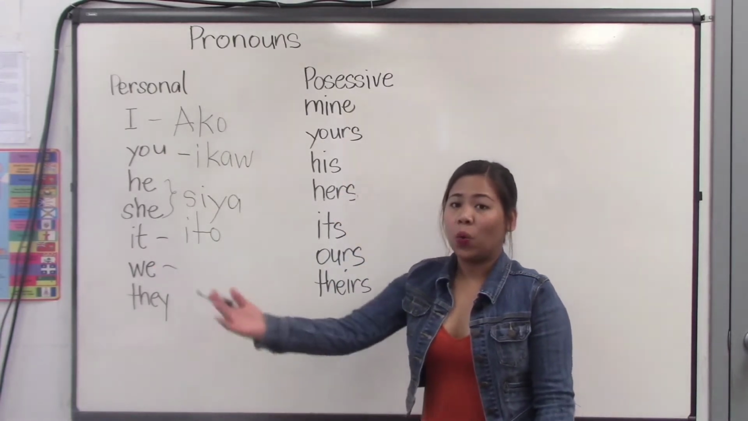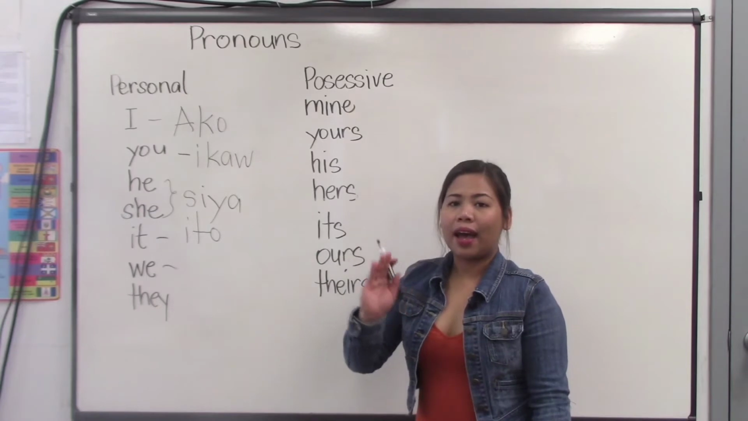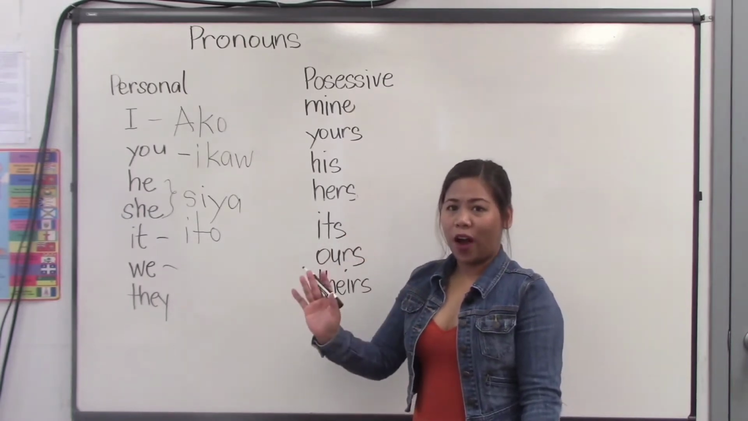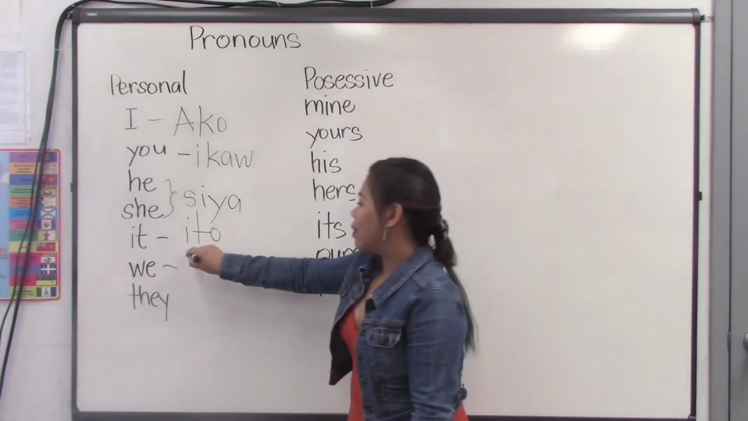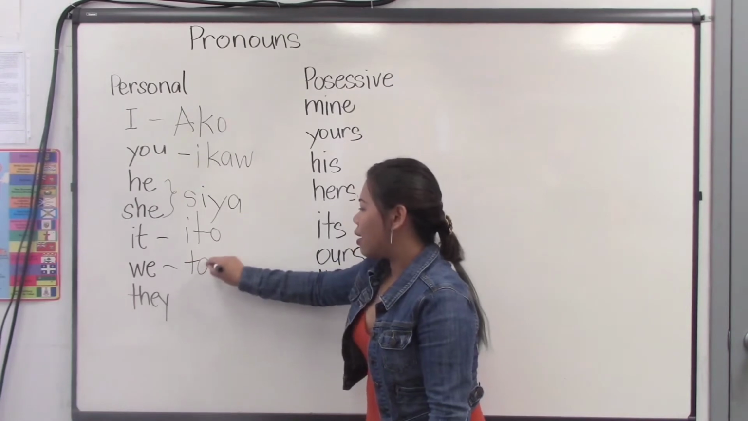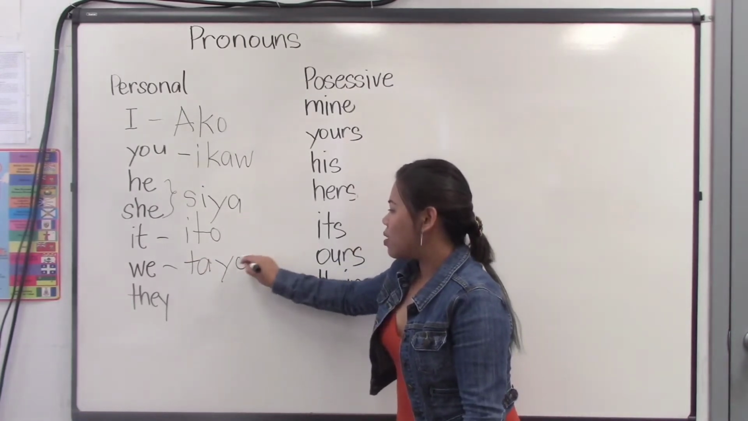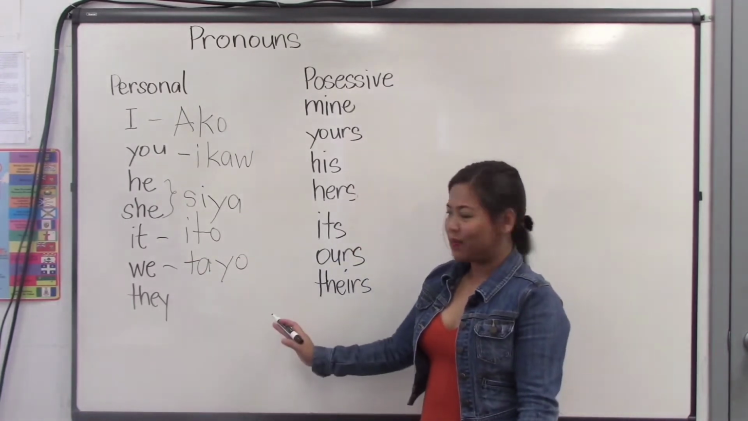Okay? Next one. We. We is tayo. Tayo. How do you spell tayo? Ta and then yo. Tayo.